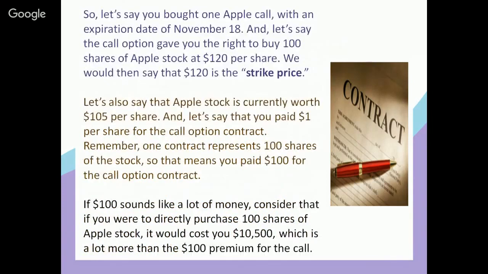So let's go back to the Apple example. Let's say you bought one Apple call with an expiration date of November 18. And let's say the call option gave you the right to buy 100 shares of Apple stock at $120 per share. So again, that would be $12,000 altogether. We would then say that $120 is the strike price.